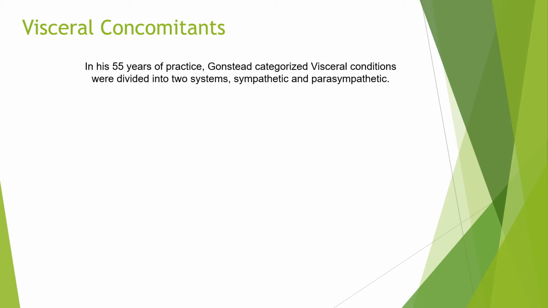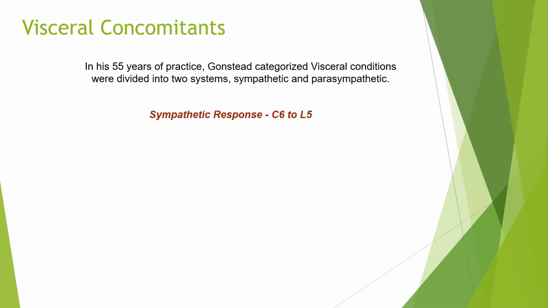In his 55 years of practice, he developed a system that divided the spine up into parasympathetic and sympathetic nervous system. And you're going to say, yes, well, we already know there's two parts to the autonomic nervous system. But what he did is he divided up the spine or spinal segments or nerve roots into areas that had a parasympathetic or sympathetic effect on the patient when he adjusted them.